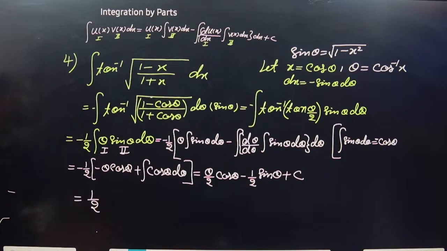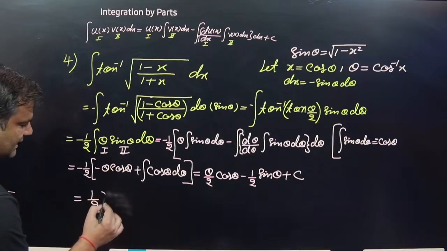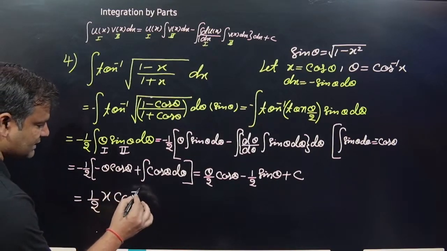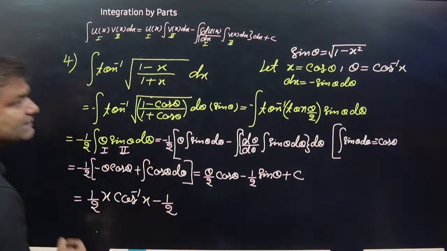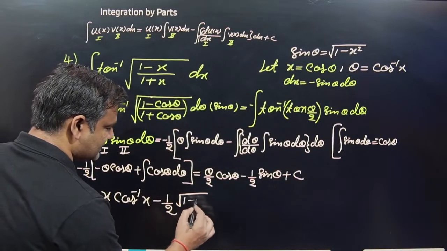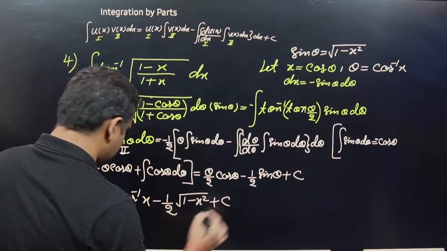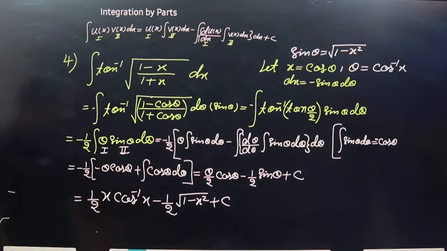theta replaced to how much? Cos inverse x and cos theta x. So x into cos inverse x and minus half sin theta replaced to how much? Under root 1 minus x square, and final answer, finally add new constant c. I hope so clear.